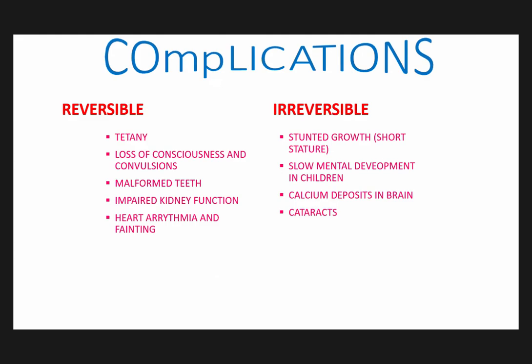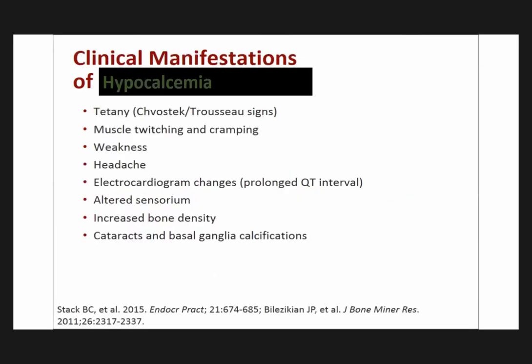Complications include reversible and irreversible complications. Reversible are tetany, convulsions, malformation of teeth and bones, impaired kidney function, and heart arrhythmias. Irreversible complications usually present if this condition develops in childhood: stunted growth, slow mental development in the child, calcium deposition in the brain, and cataracts. Tetany, as I said, is the most dangerous and most specific symptom.